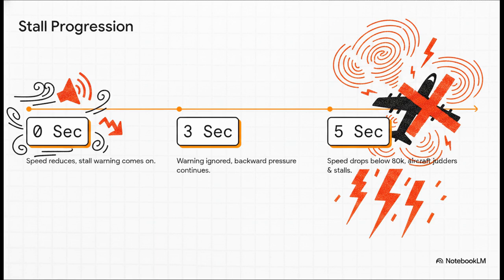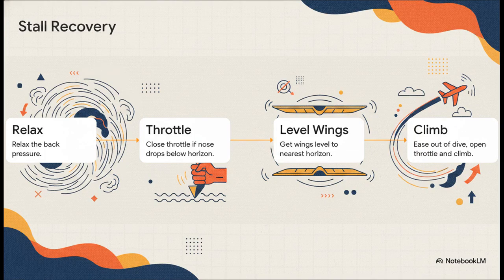By 5 seconds, things go critical. The attitude pitches up, your speed drops completely below 80 knots, the whole airframe violently judders, and bam, it stalls entirely while banked at a steep 45 degrees. It is an incredibly violent and disorienting event. When that massive judder hits, there is no time to think.